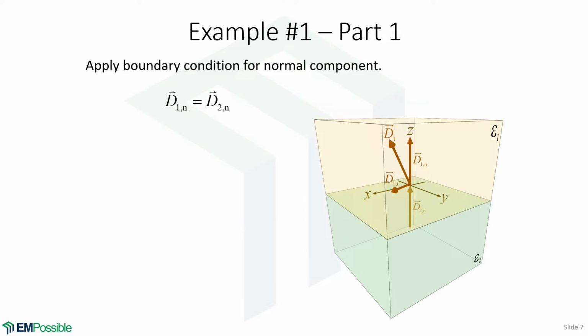So let's apply the boundary condition for the normal components. So for the electric flux, the normal component is continuous across the interface. So we can already write D2 normal component. It's the exact same thing as in the first medium. So that's easy. We know the normal component of D2.